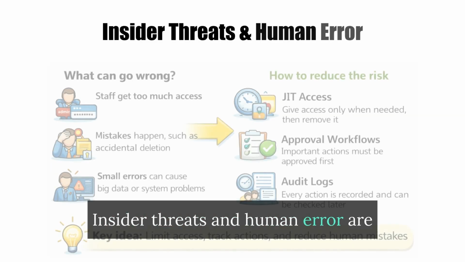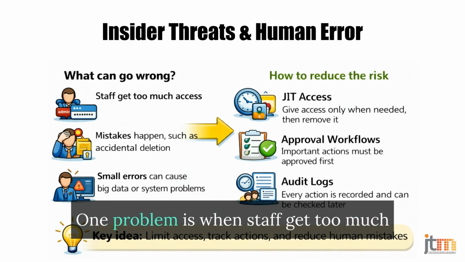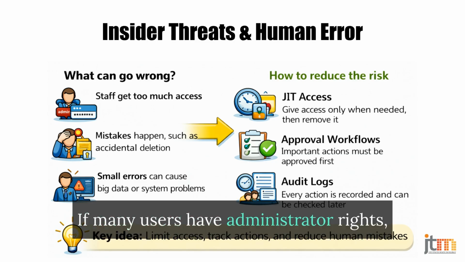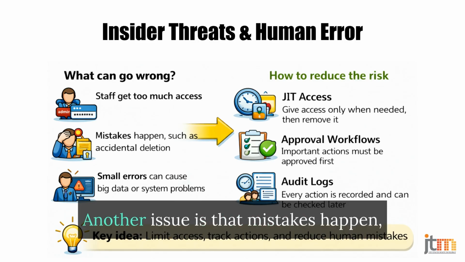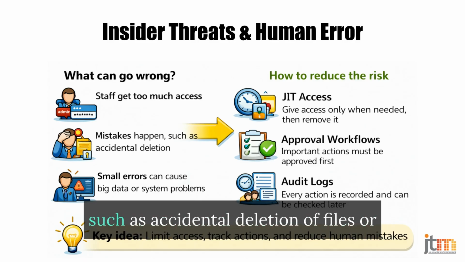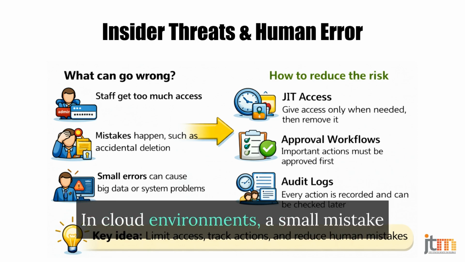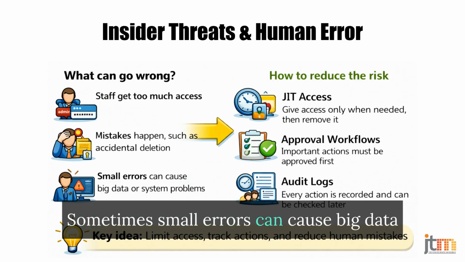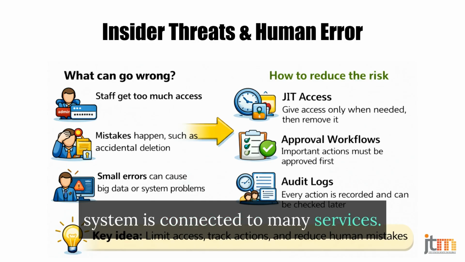Insider threats and human error are common security risks in cloud systems. One problem is when staff get too much access. If many users have administrator rights, one mistake or misuse can affect the whole system. Another issue is that mistakes happen, such as accidental deletion of files or databases. In cloud environments, a small mistake can remove important data. Sometimes small errors can cause big data or system problems, especially when the system is connected to many services.